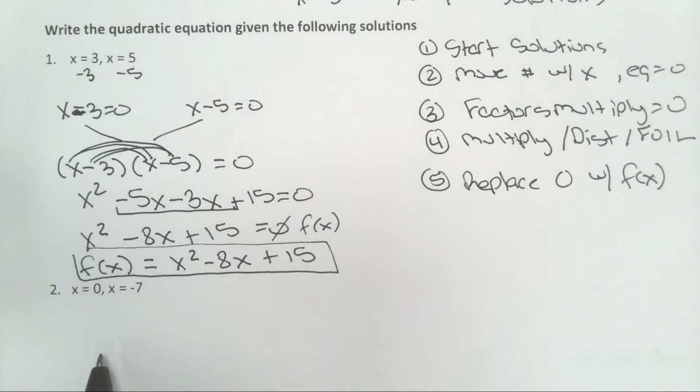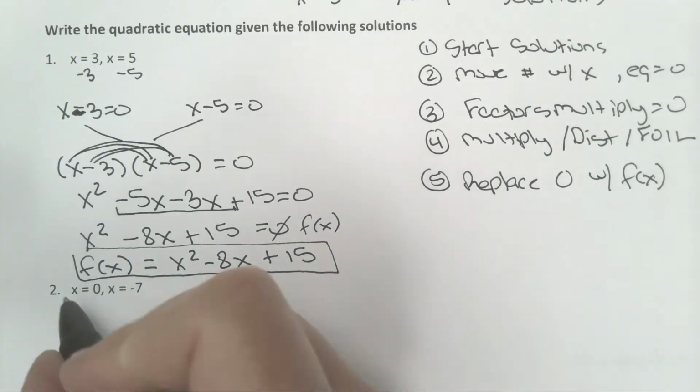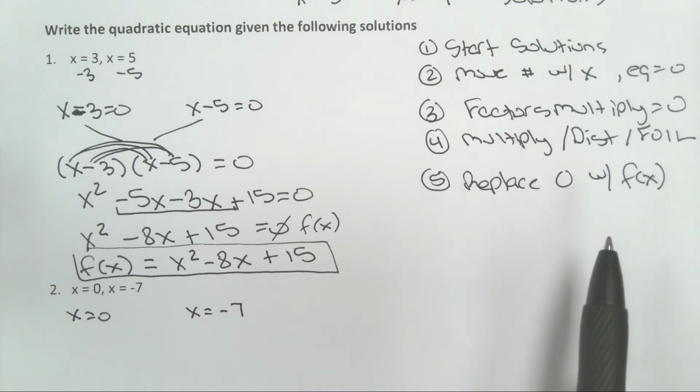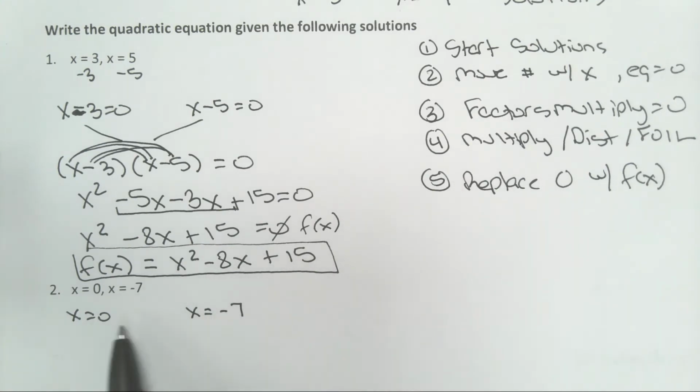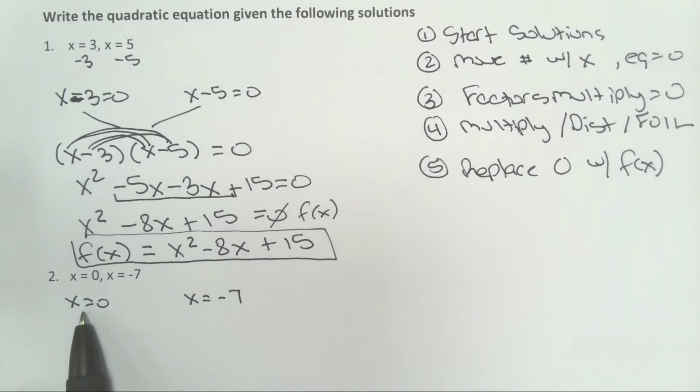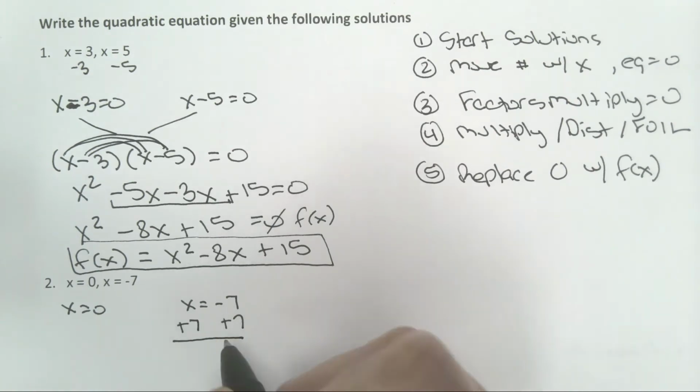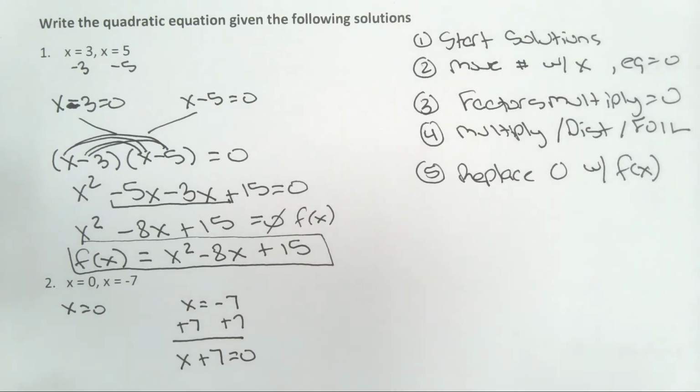Let's do a couple more. All right, so x equals 0 and x equals negative 7. All right, so I want to move it over so that x equals 0. So x already equals 0 here, so there's nothing really to do. I'm going to add the 7 over to the other side, and the second one is x plus 7 equals 0.